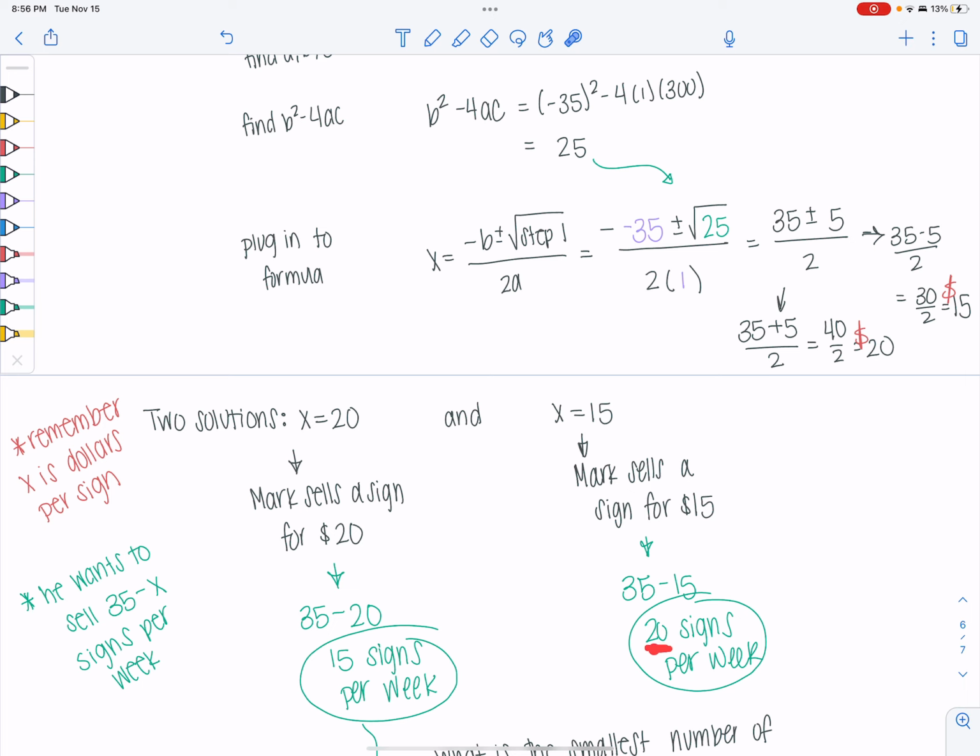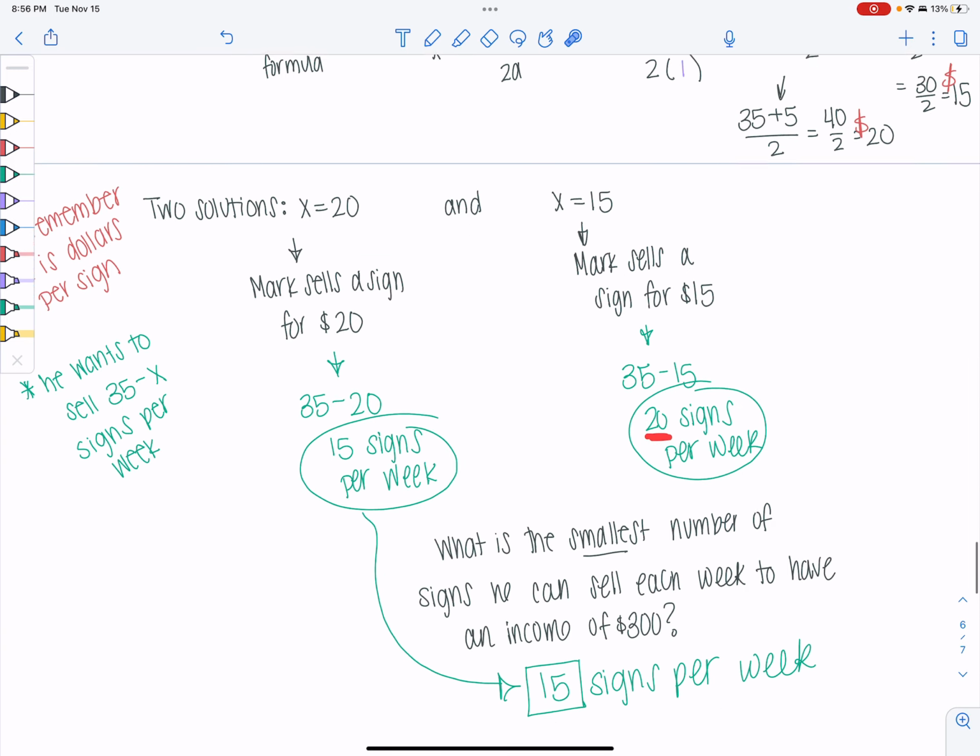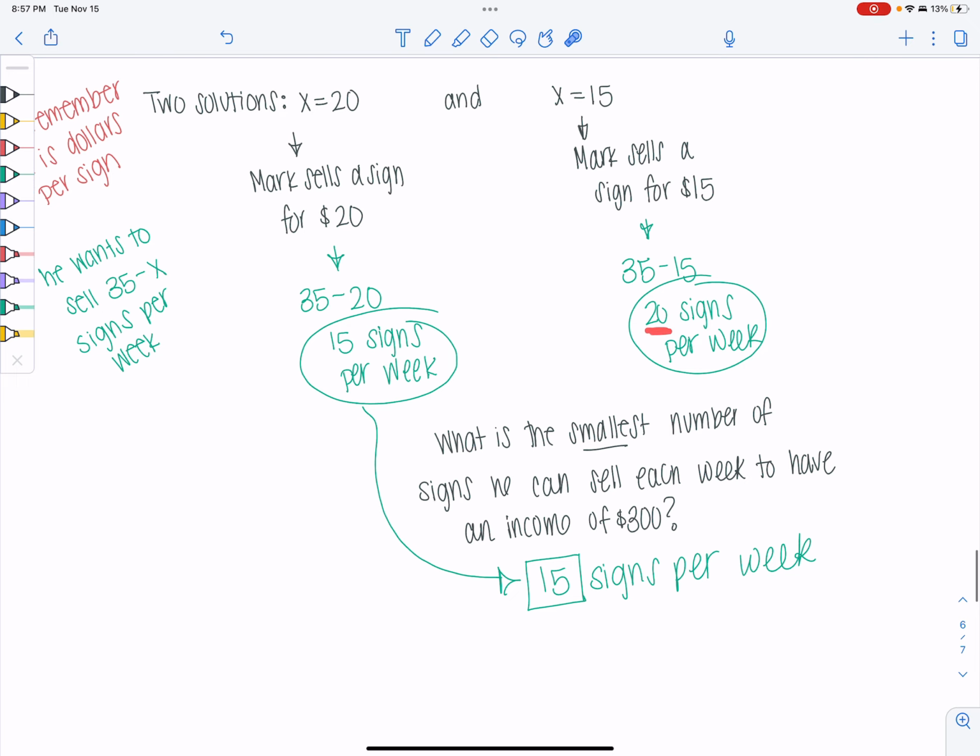Now here, I want to sell the smallest number of signs. And the smallest number of signs that he can sell in order to make an income of $300 is going to be the 15 signs per week. And so my answer would be the 15 signs per week.